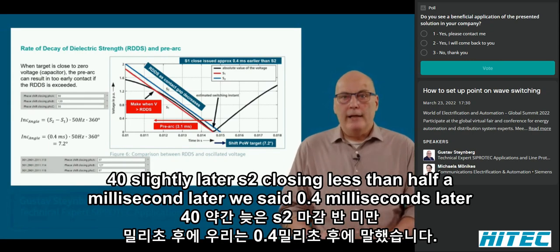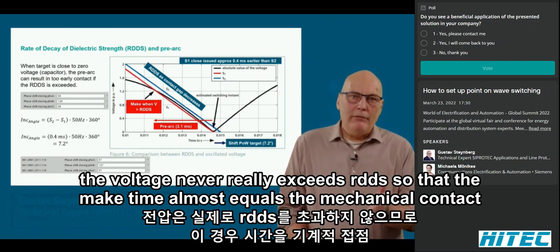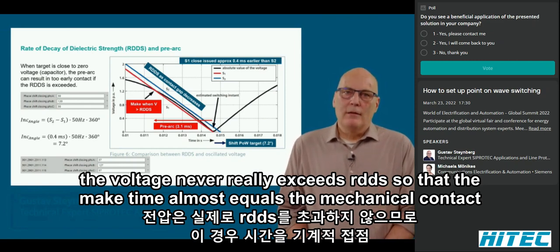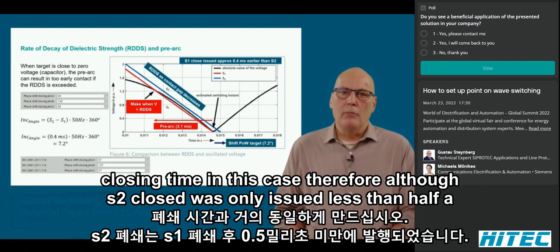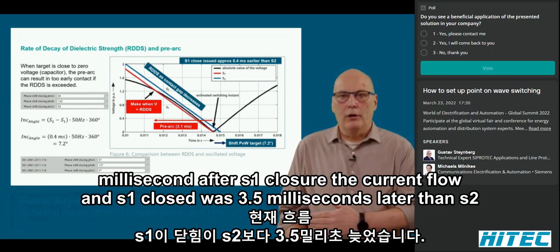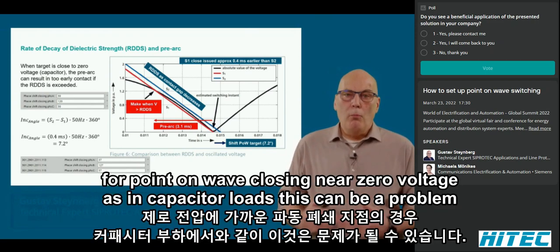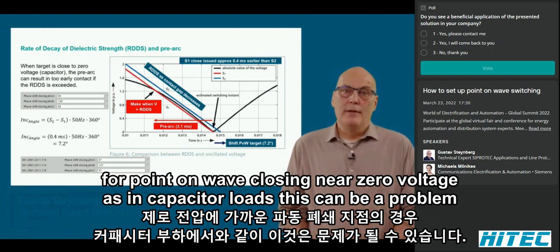For the slightly later S2 closing, less than half a millisecond later, we said 0.4 milliseconds later, the voltage never really exceeds the RDDS, so that the make time almost equals the mechanical contact, closing time in this case. Therefore, although S2 close was only issued less than half a millisecond after S1 closure, the current flow in S1 close was 3.5 milliseconds later than S2. For point-on-wave closing near zero voltage, as in capacitor loads, this can be a problem.